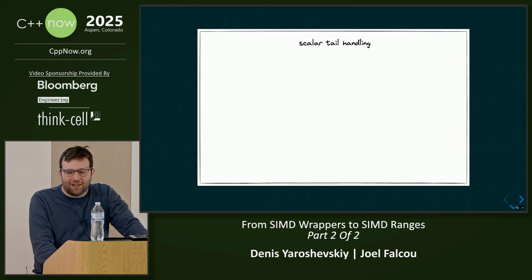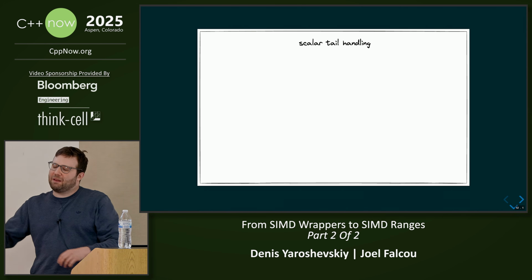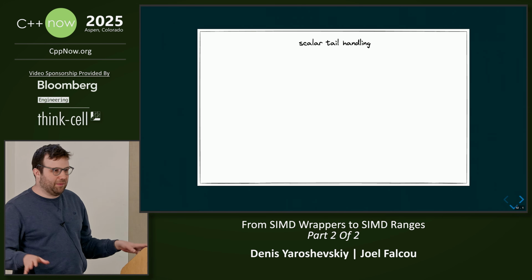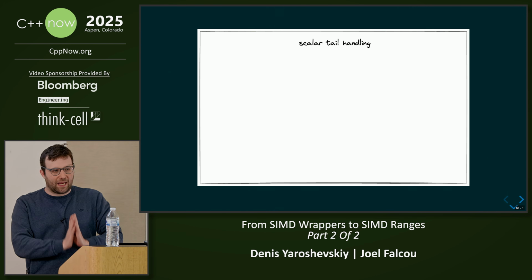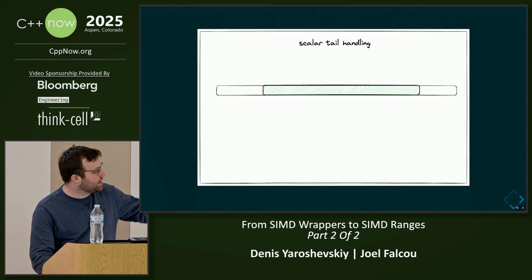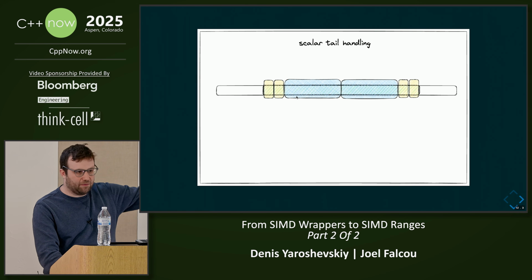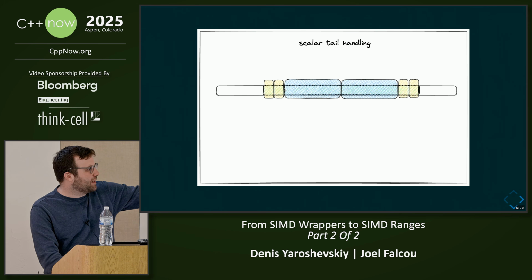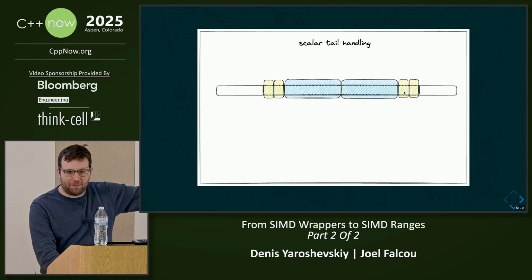Let's talk about tail handling. So tail handling is very informative. It informs everything else about your library, about your ranges library. Let's start with the simplest one, scalar one. So this is something like this. You have an array; up to the first, let's say, aligned address, if we do aligning stuff, we will go in scalar. Then we start doing SIMD. Then we do scalar cleanup at the end.